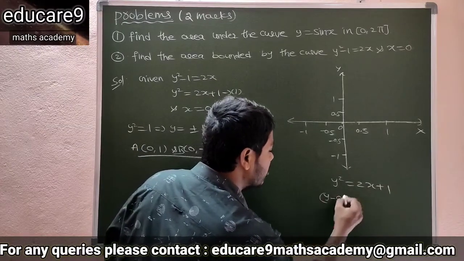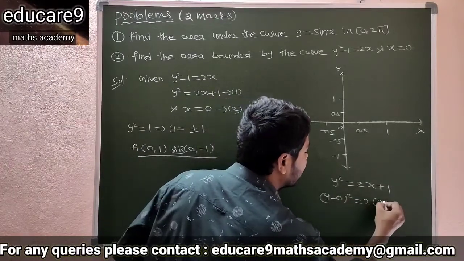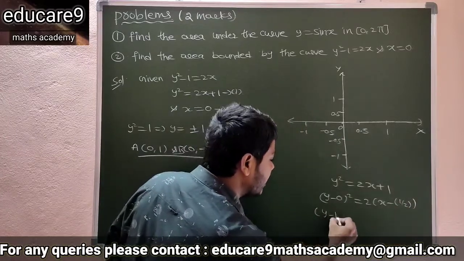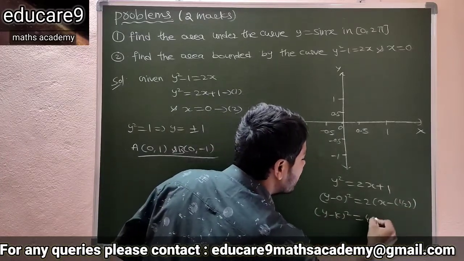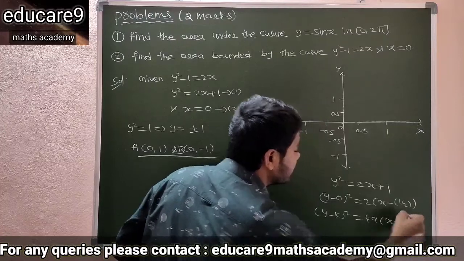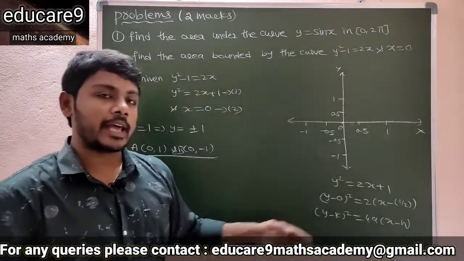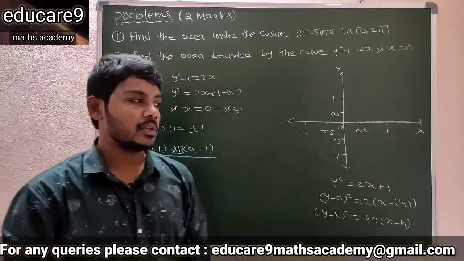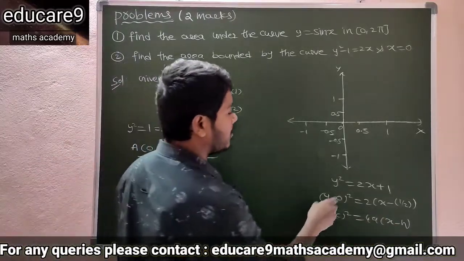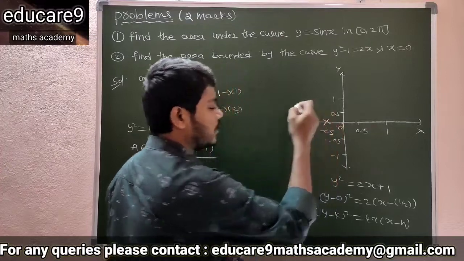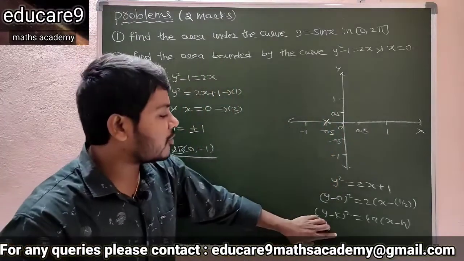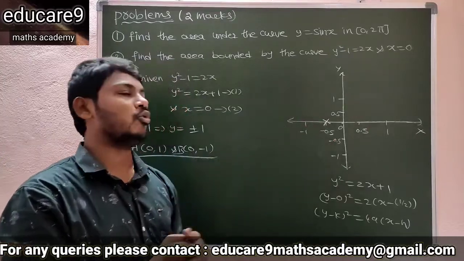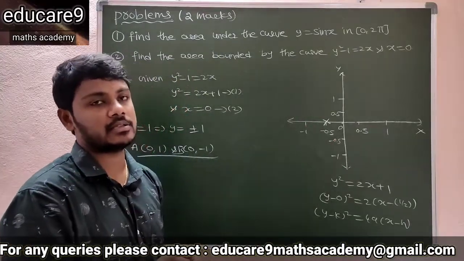(y minus 0)² equals 2 times (x minus (minus 1 by 2)). So it is in the form of (y minus k)² equals 4a into (x minus h). So clearly this is a parabola whose center is minus 1 by 2 comma 0. So clearly minus 0.5 comma 0 is the center of this parabola. And it is in the form (y minus k)² equals 4a(x minus h), so clearly this parabola opens along the positive x-axis.